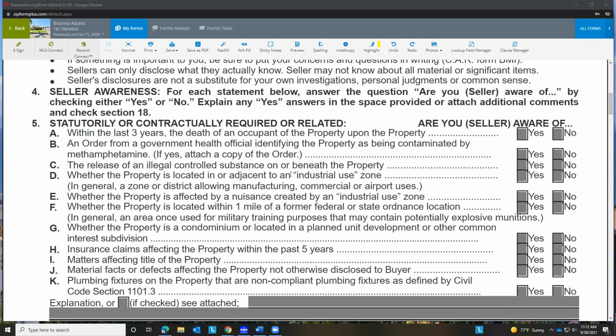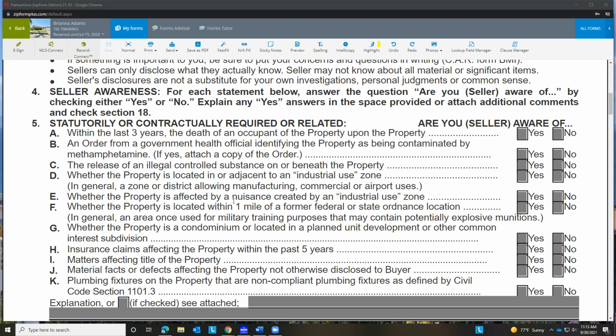Whether the property is located in or adjacent to an industrial zone. In general, a zone or district allowing manufacturing, commercial, or airport uses. So pretty much most of those homes near the Long Beach airport should all be checking yes. Most of those homes near Boeing, or McDonnell Douglas, or whatever it's called now, I don't know off the top of my head, they should be checking yes. Okay. If it's in Azusa and they're right near the Anheuser-Busch, they should be checking yes. And they should explain, located within a mile of the Anheuser-Busch, or located within a mile of the Long Beach Airport, or located within a mile of John Wayne Airport.